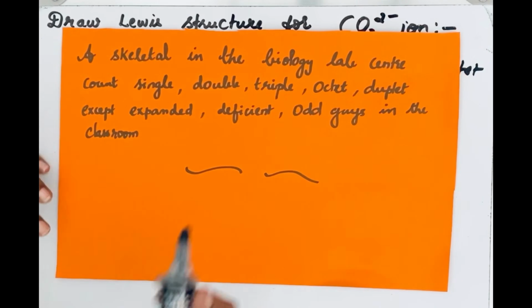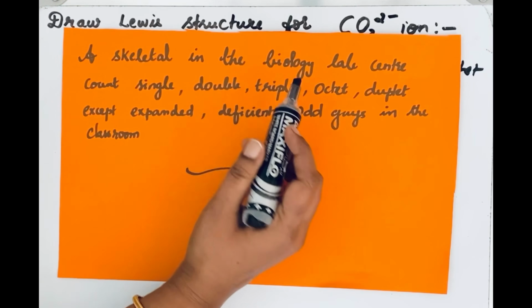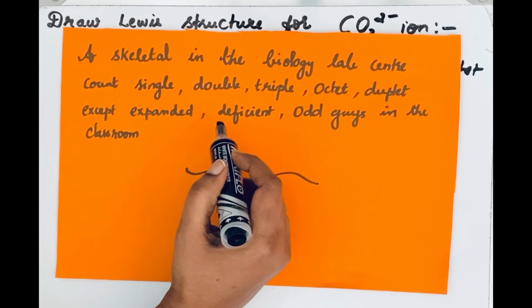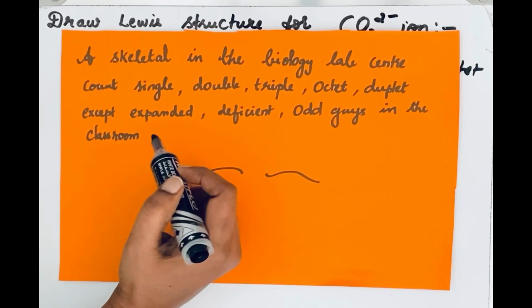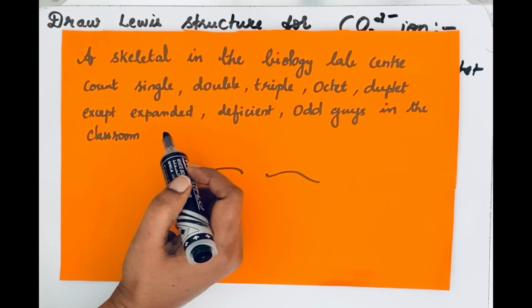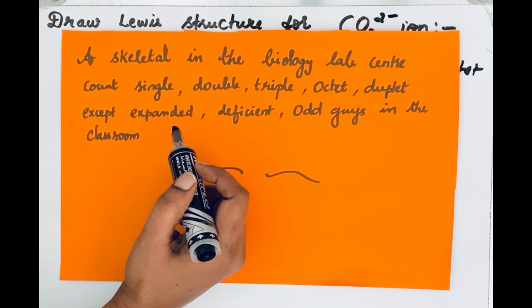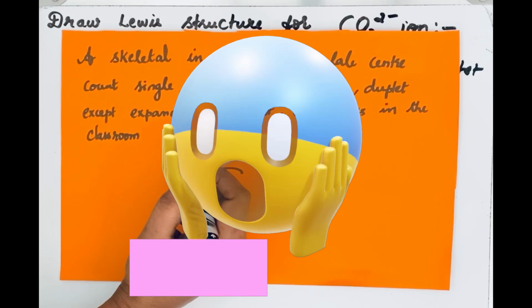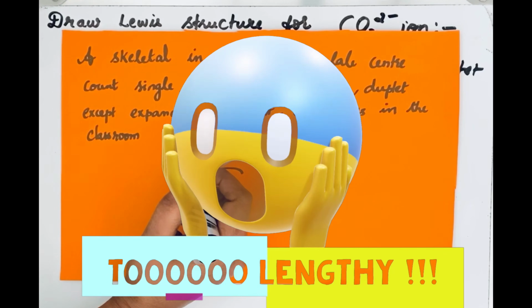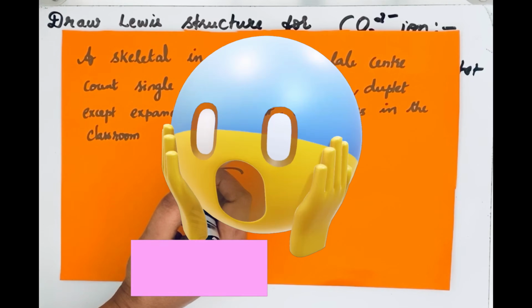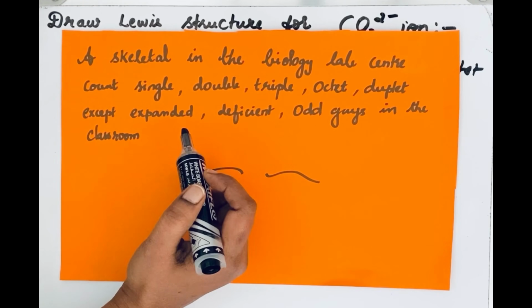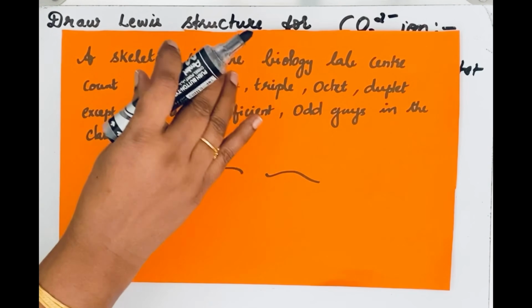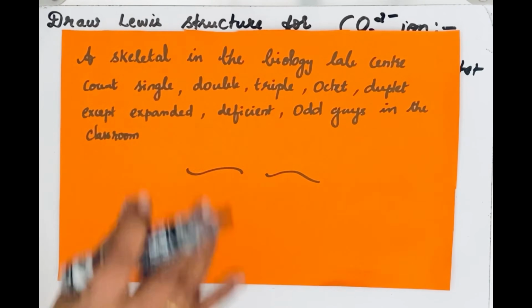Let us see one mnemonic. A skeletal in the biology lab center count single, double, triple, octet, duplet, except expanded, deficient, odd guys in the classroom. Students, you may think that this mnemonic is a little lengthy, but if you remember it, you can solve any kind of Lewis structure for atoms, molecules, and polyatomic ions. So let us see the different steps in a Lewis structure, one by one.